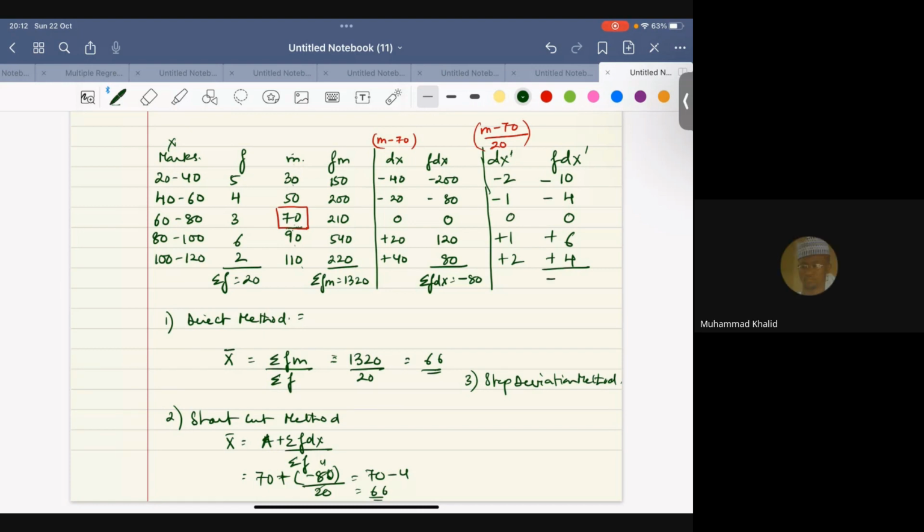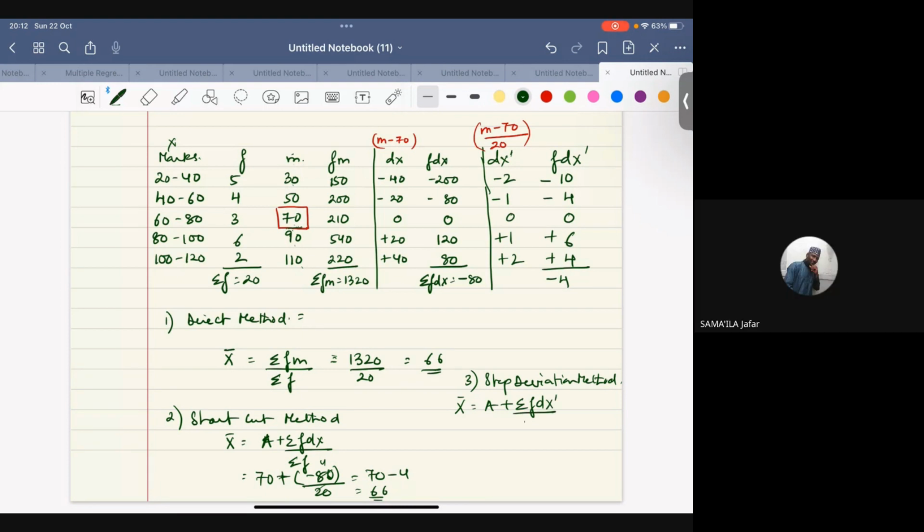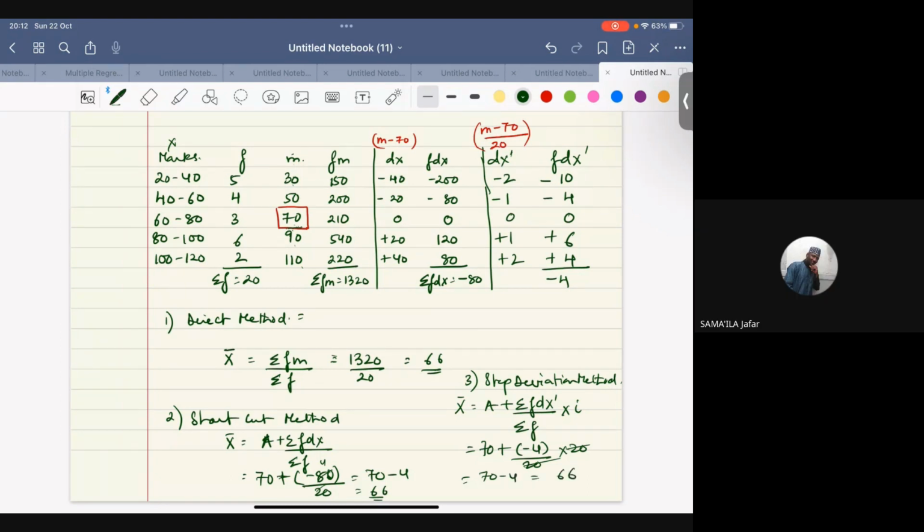Minus 4. Now calculate x bar is equal to a plus sigma f dx dash upon sigma f multiplied by i. So it comes as 70 plus minus 4 all over 20, multiplied by 20. So 70 minus 4, that is equal to 66.